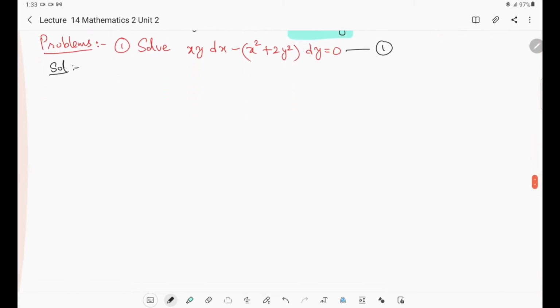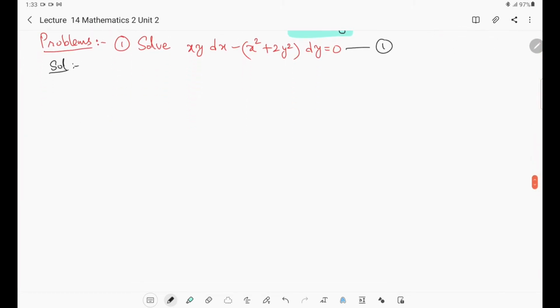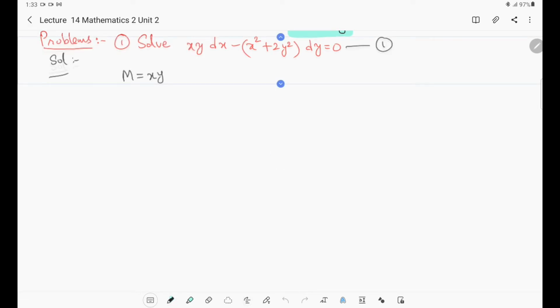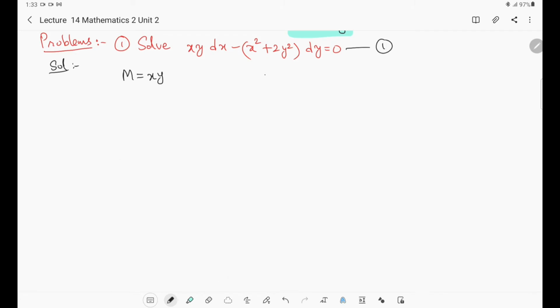First, in the examination, we have to check whether it is exact or not. For checking that, we need to write what M is and what N is. M dx, here M is xy, then N dy, here N is minus x square minus 2y square. Then find dou M by dou y. We differentiate partially with respect to y, so y will become 1 and x will be as it is.